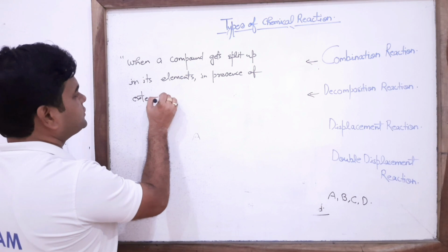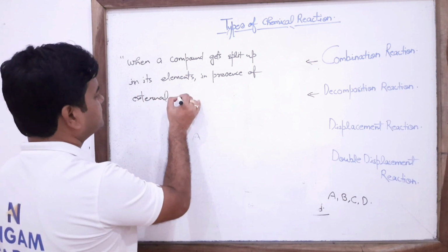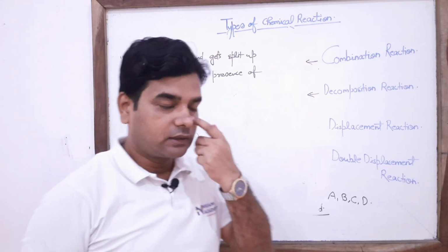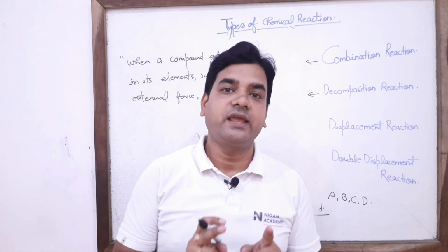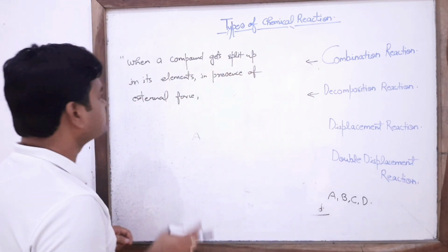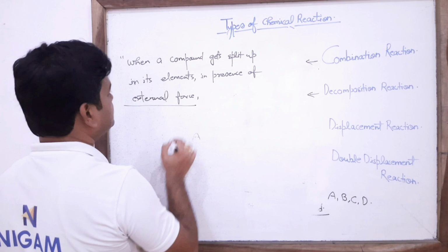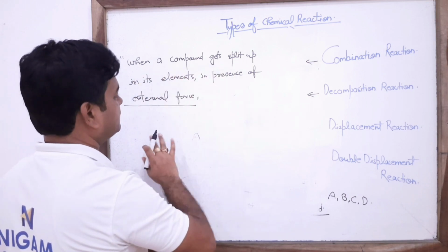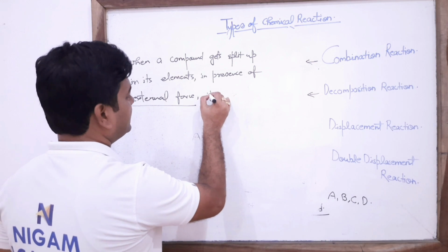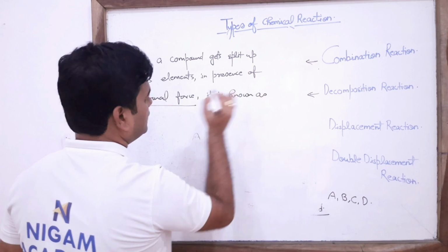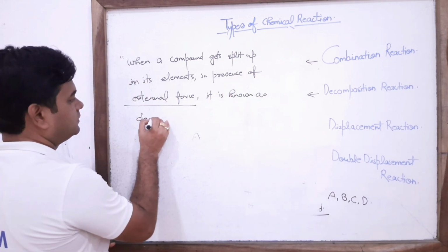Why external force is necessary for decomposition reaction? Because the molecules of a compound have IMF, intermolecular force, and to break that intermolecular force, you need an external force. So when a compound gets split up in its element in presence of external force, it is known as decomposition reaction.